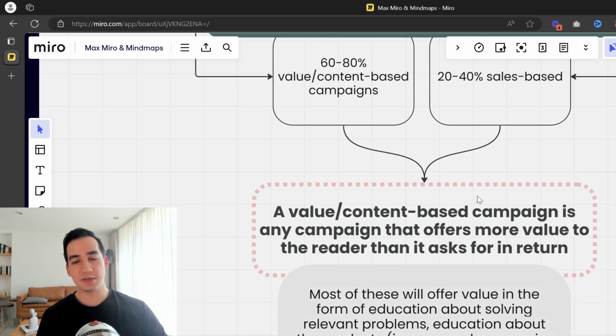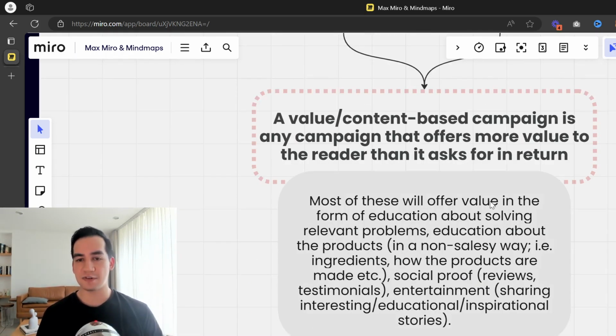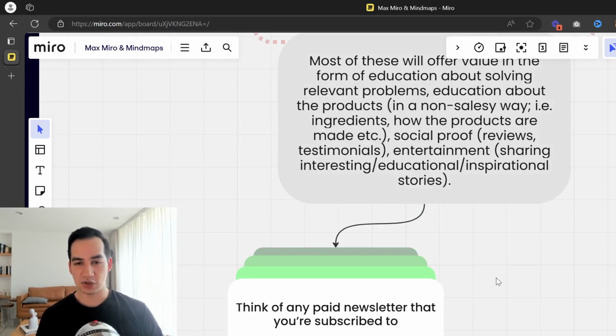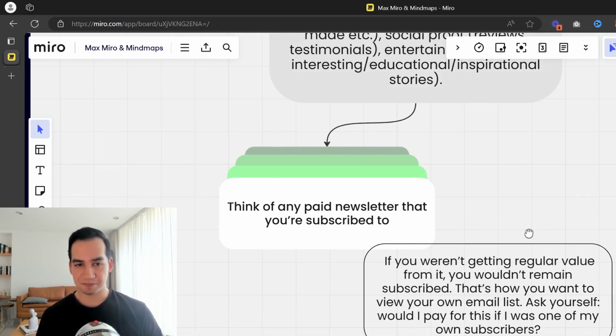A value/content-based campaign is any campaign that offers more value to the reader than it asks for in return. Most of these will offer value in the form of education about solving relevant problems, education about the product in a non-salesy way, like here are the ingredients, here are the products, or how the products are made. Social proof, reviews, testimonials, etc. Entertainment, sharing interesting educational or inspirational stories, etc.